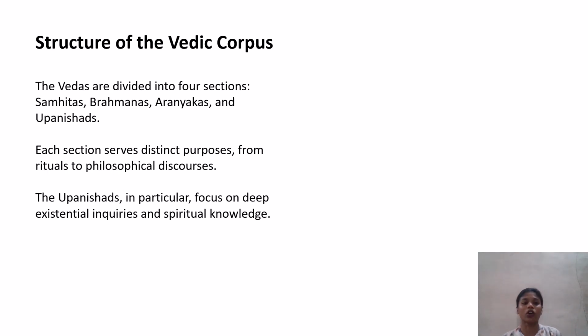Structure of the Vedic corpus. The Vedas are divided into sections: Samhitas, Brahmanas, Aranyakas and the Upanishads. Each section serves distinct purposes, from rituals to philosophical discourses. The Upanishads particularly focus on deep reflections and spiritual knowledge.